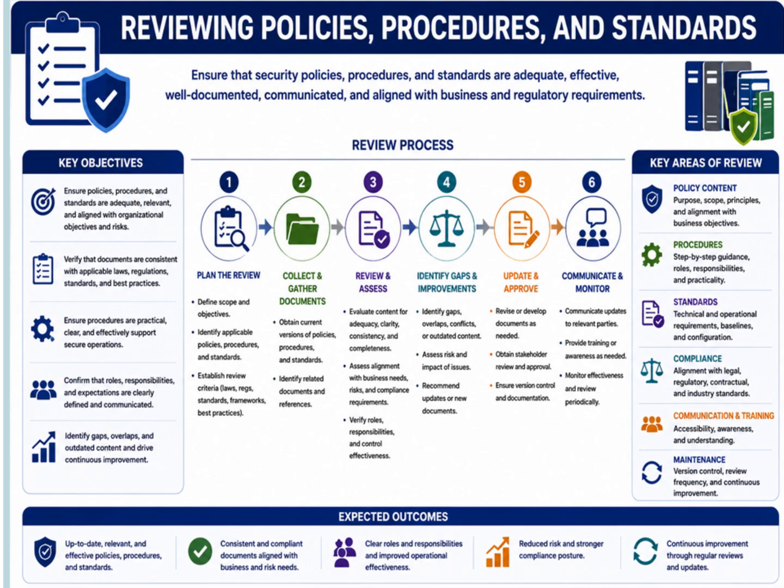The final step is communication and monitoring. Updated documents must be communicated to relevant personnel, supported with awareness or training activities, and reviewed regularly to ensure ongoing effectiveness. Key areas of review include policy content, operational procedures, technical standards, compliance requirements, communication and training, and document maintenance. The overall objective is to ensure that policies, procedures, and standards remain current, practical, enforceable, and capable of supporting secure and compliant operations across the organization.